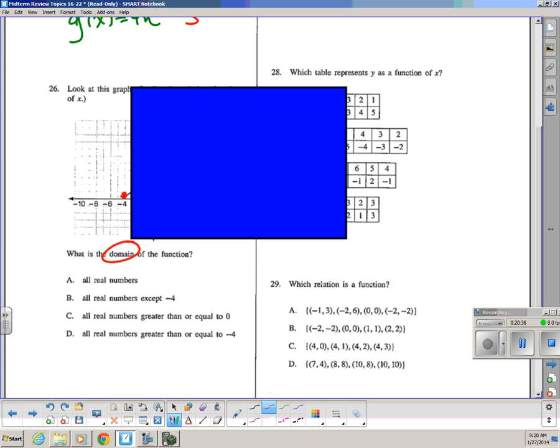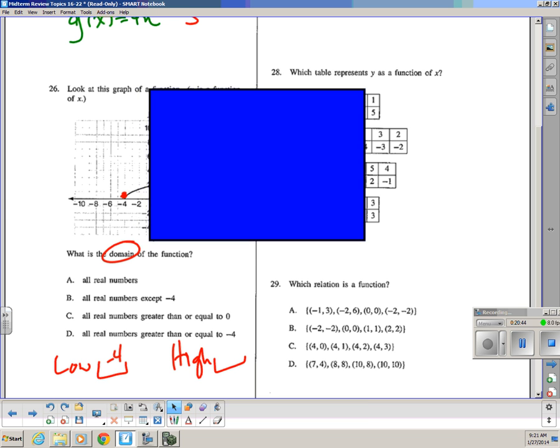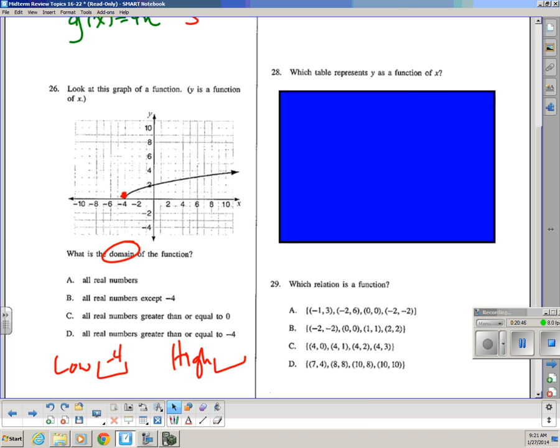What's my x value? My x value is -4. So that's my low. Then my high, let's see what happens with this graph. The arrow is going on and on and on. There is no high value. So my domain is going to have to start at -4 and just be greater than or equal to that value. So I want to choose choice D.